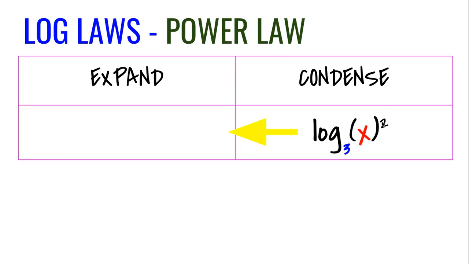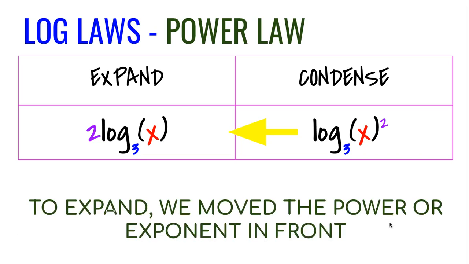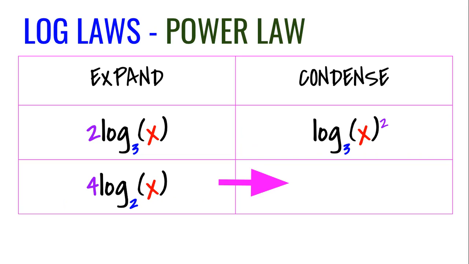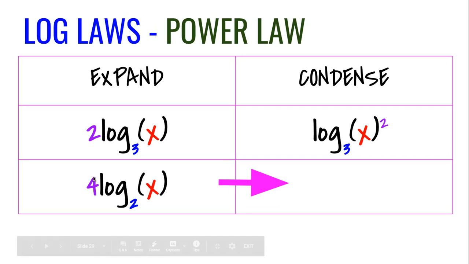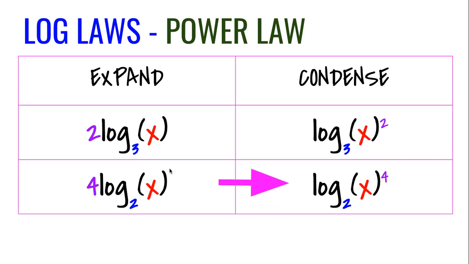We knew that power law was going to have something to do with exponents. And watch how easy this is. We have our exponent over here over our argument. And when we expand, we're simply moving it to the front and multiplying it with our logarithmic expression instead. And moving the other way, this coefficient 4 can move all the way over to become our exponent on the argument when we condense. So those are the log laws.